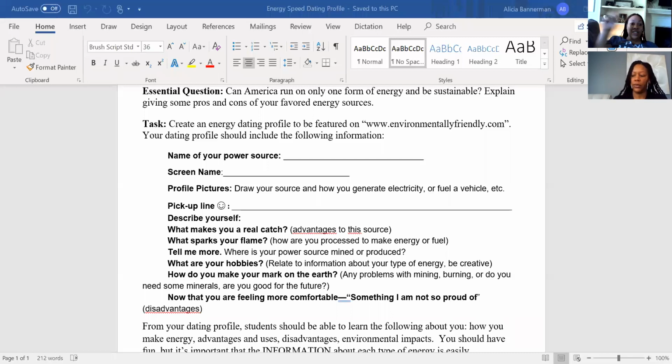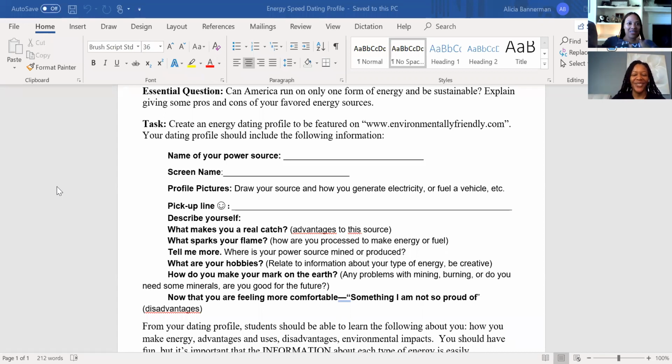So we understand the screen name. The screen name is in the likelihood of whatever type of topic you decide. Your profile picture, you draw a source and pickup line, and then you're describing yourself. So what makes you a really good catch? What you're trying to do is convince your audience, who is your date, that your energy source is the best one to use for America. In that part is where you're going to give an advantage to that energy source. For example, wind energy is very renewable, so the reason why it would be a good catch is because it won't run out. Can't use that one because I just gave you an example.